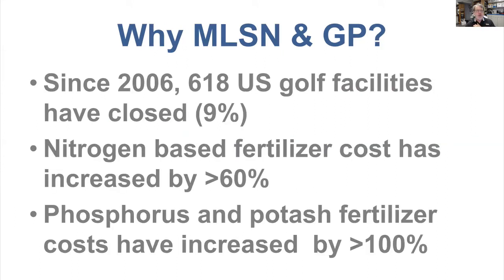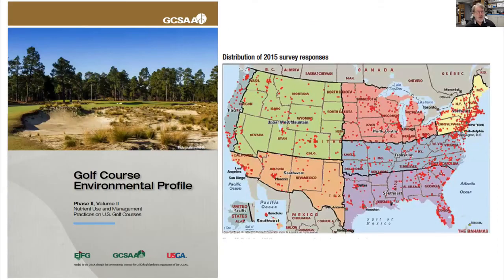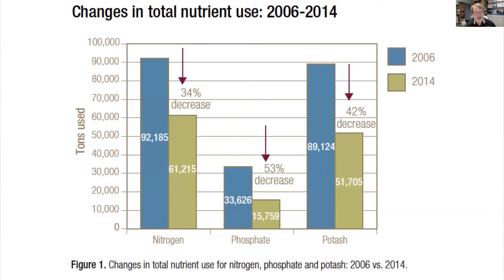So this was just going into why we started looking at MLSN, and really the things that started impacting this are that about 9% of the courses over here were closing. Fertilizer costs were going up, a 60% increase in nitrogen, a 100% increase in phosphorus. And we're looking at a soil survey from the Golf Course Superintendents Association, and we're seeing people decreasing their rates of application of N, P and K pretty dramatically.